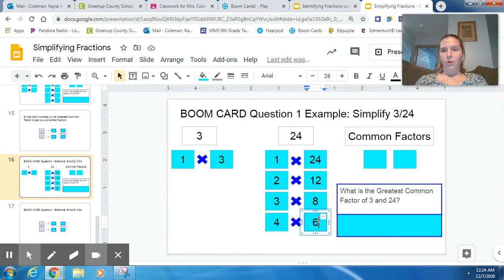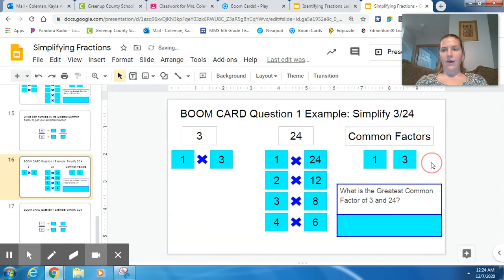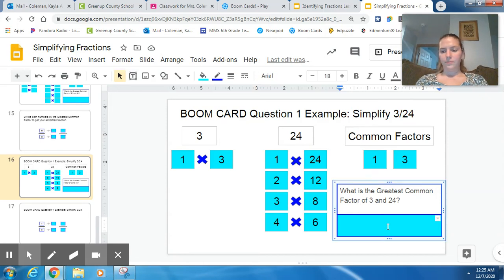Now we need to look for common factors. I see they have a 1 in common. Every number can be divided by 1. And they also have a 3 in common. Those are the only common factors they have. We want to know the greatest common factor to reduce to smallest terms. The greatest common factor is 3.